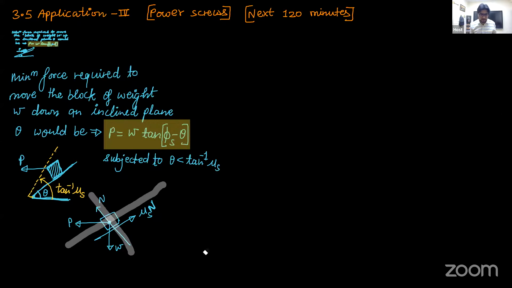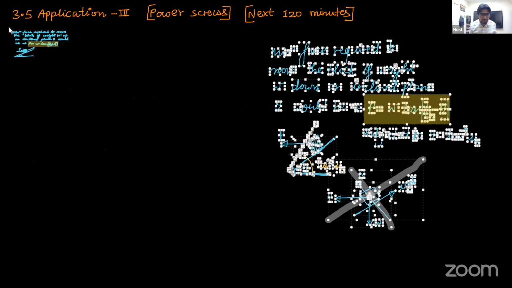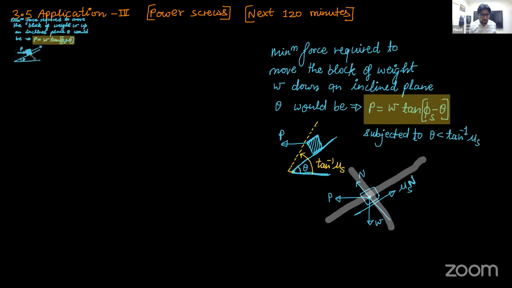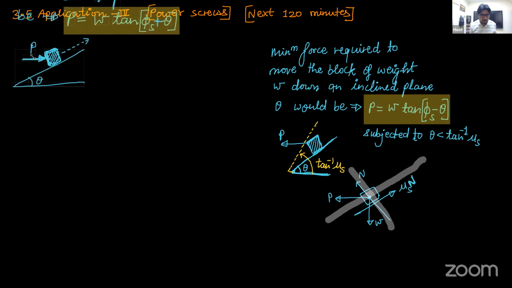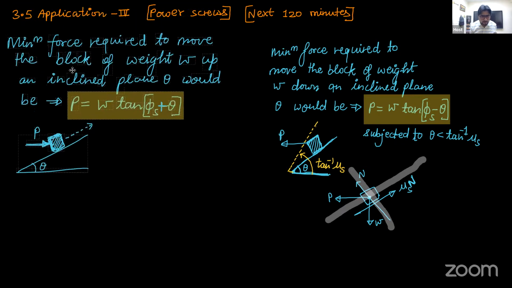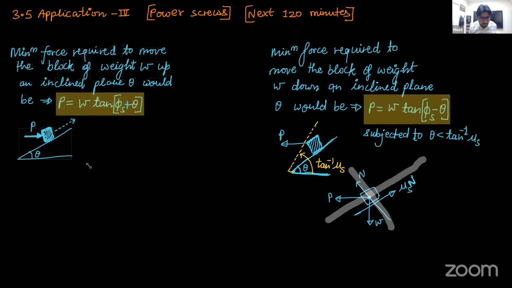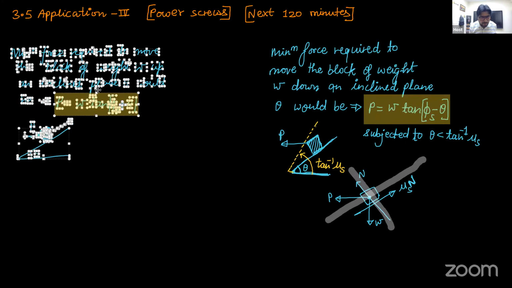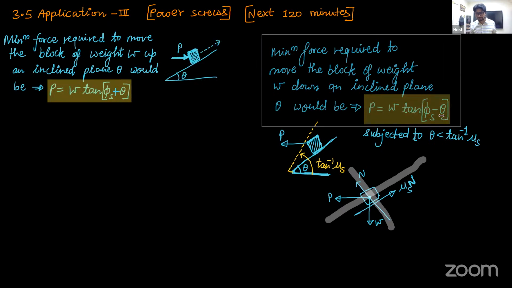You will realize immediately. My dear friends, let us read these two observations one last time before we understand power screw. The minimum force required to move the block of weight W up an inclined plane theta would be W tan phi s plus theta.